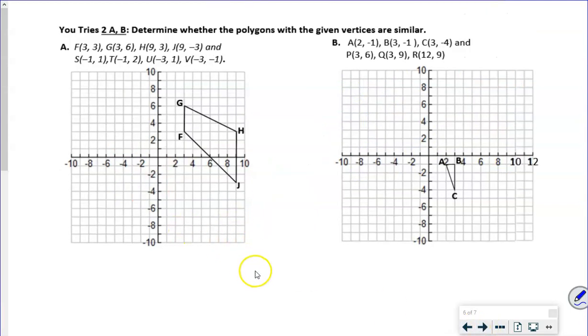So let's go ahead and let you guys do these U-tries. Come back to me when you're done. So here again, I'm going to go ahead and plot STUV. S is at -1, 1 right there.